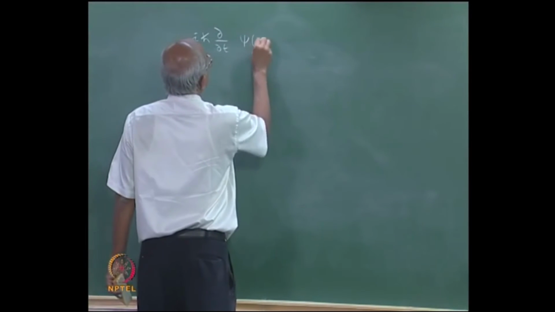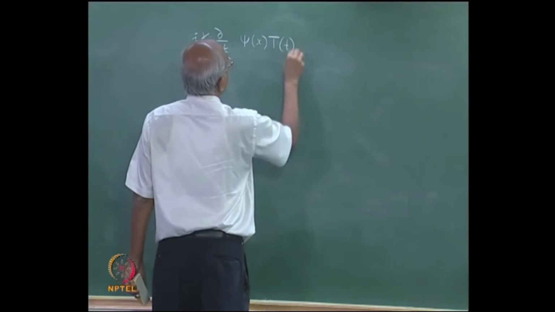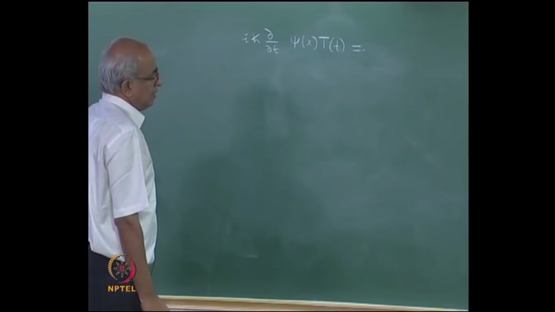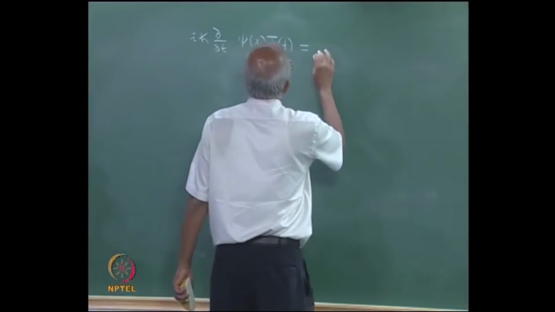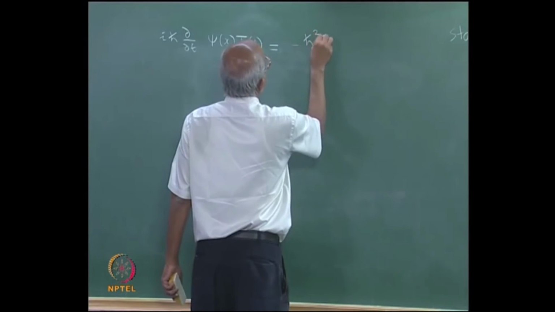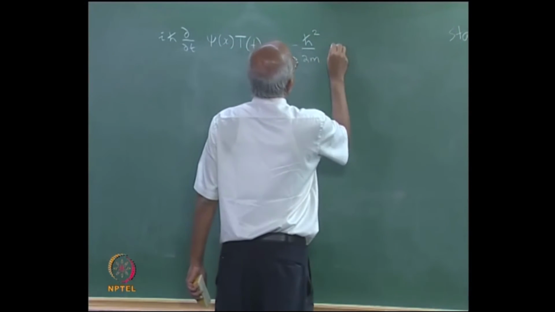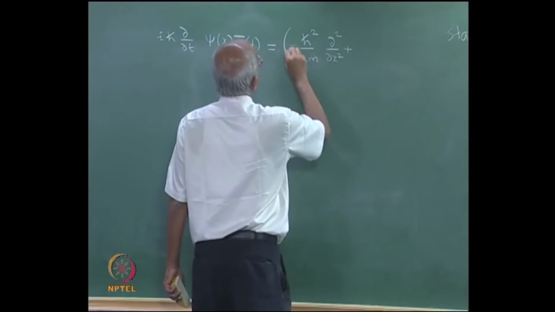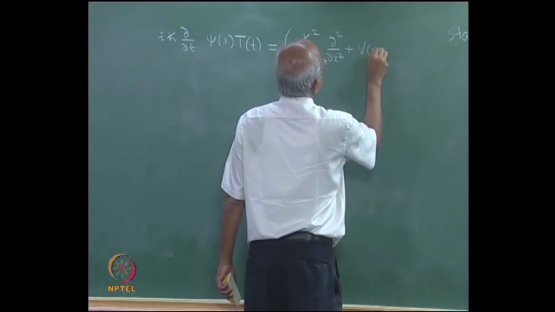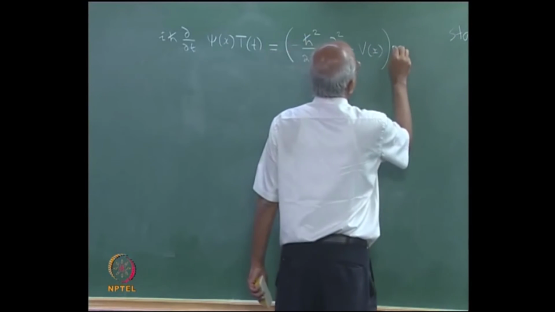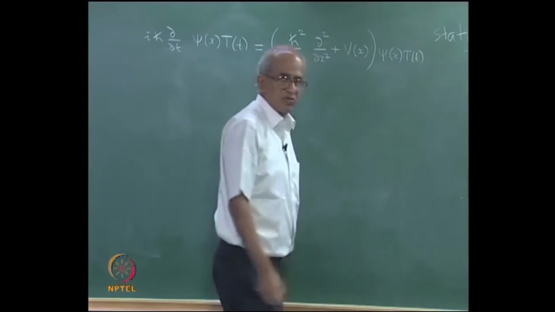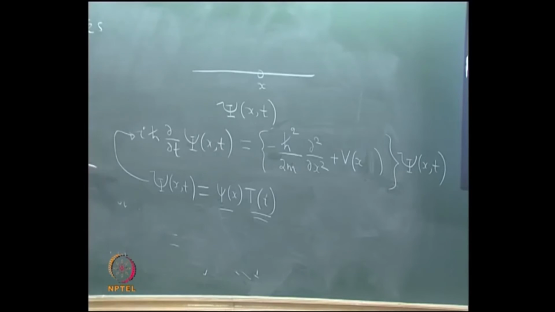So, psi of x capital T of t is equal to minus ħ² by 2m ∂²/∂x² plus V of x operating upon psi of x capital T of t, right. This is what happens if you take this assumption and put it back into the original equation.